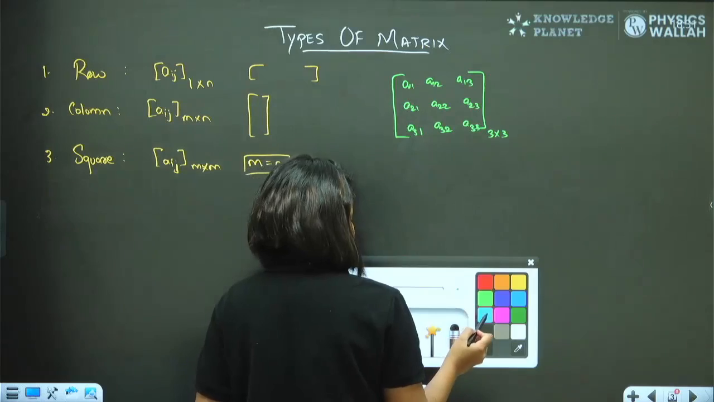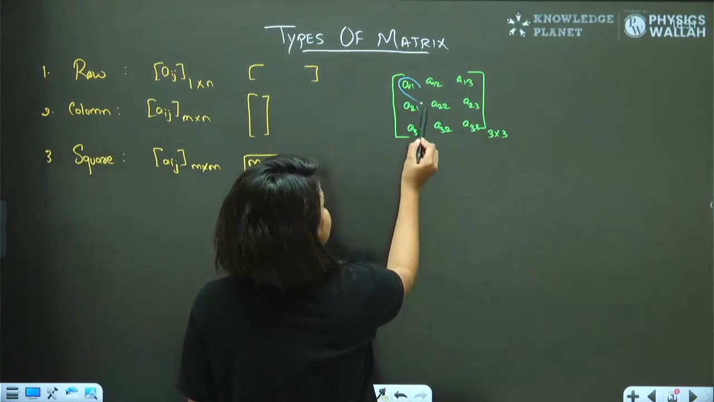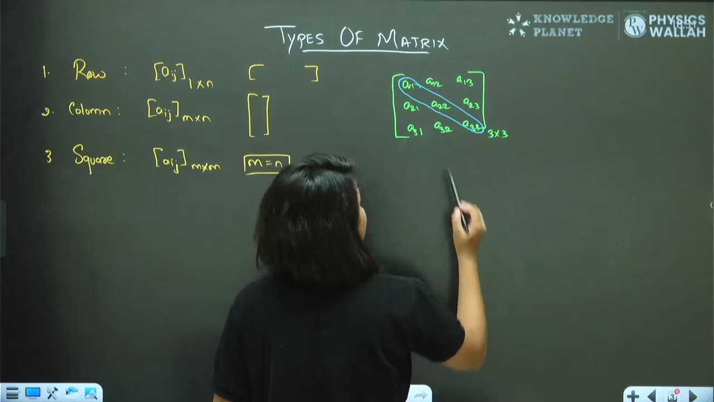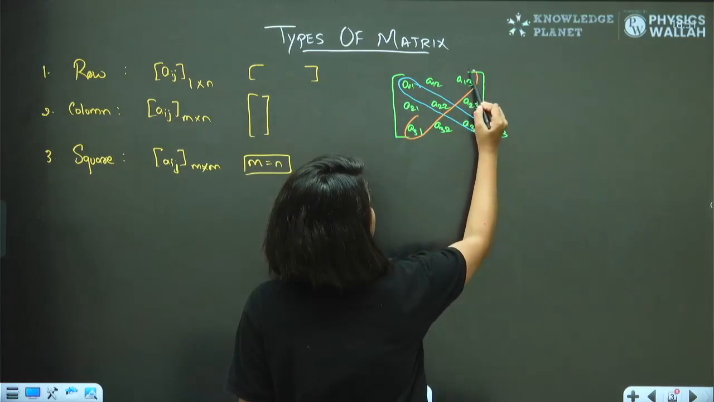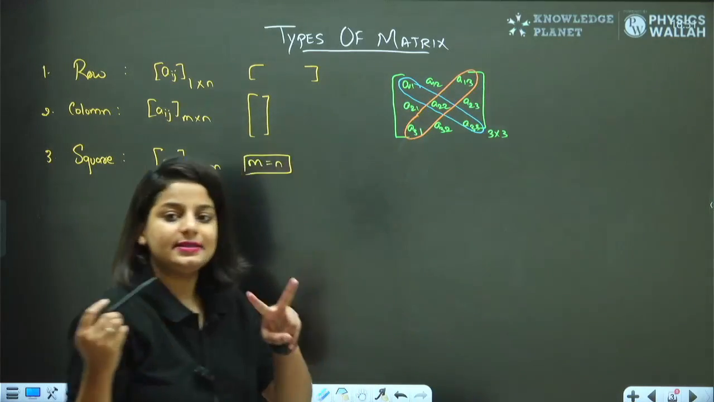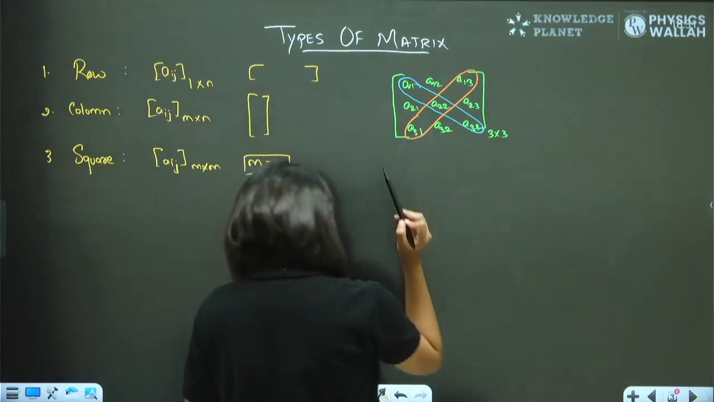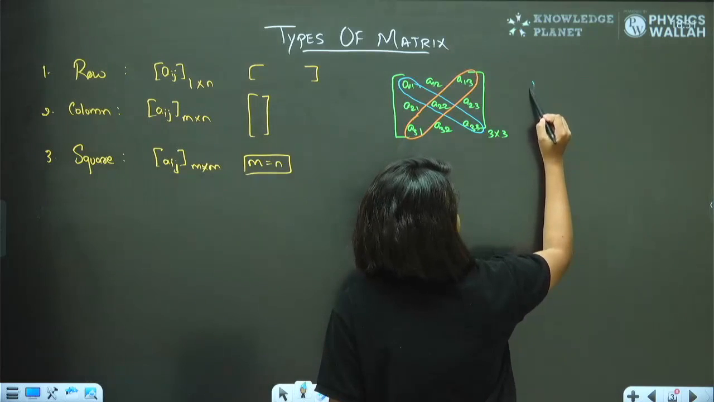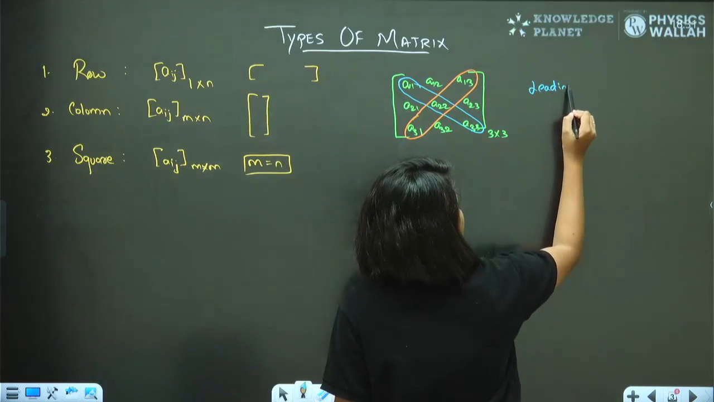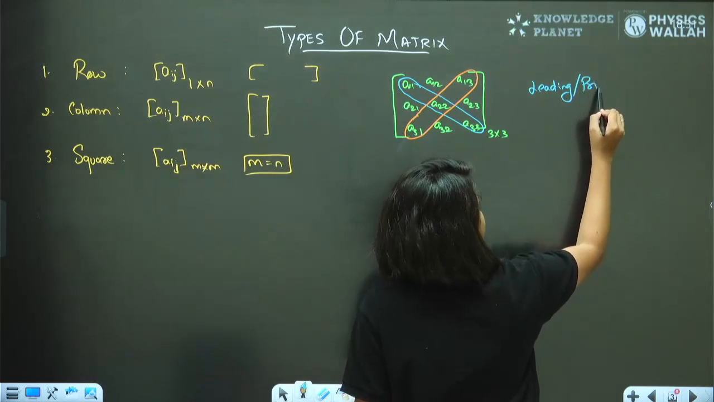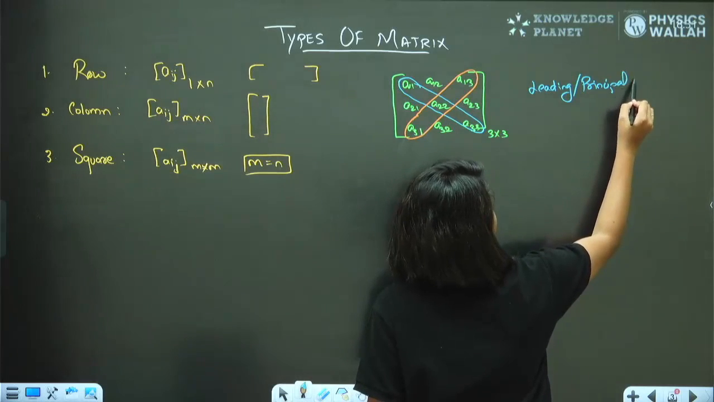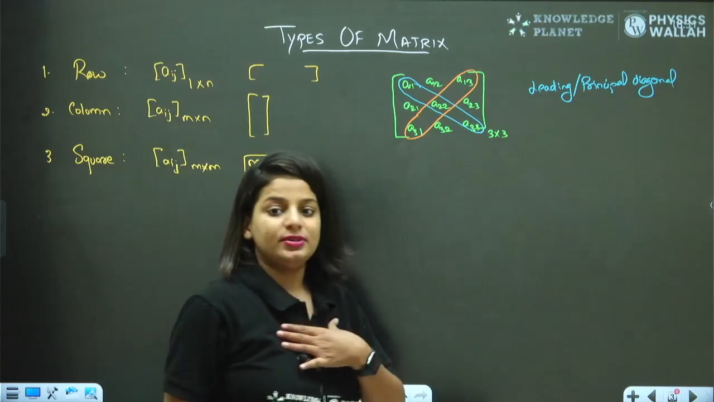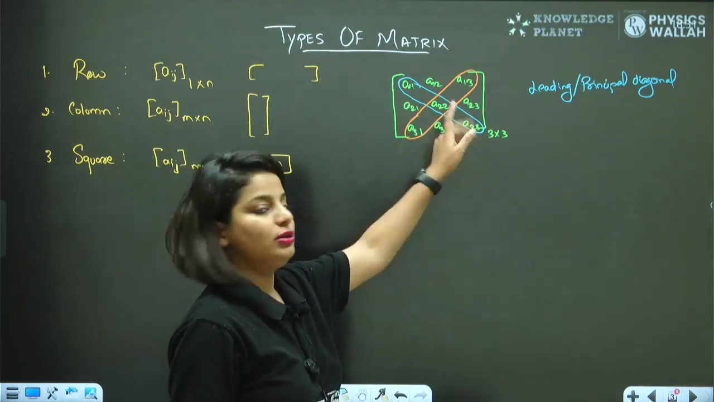In this, people, you can see two diagonals, the blue one and the orange one. The blue diagonal is called the leading or principal diagonal, and henceforth I will refer to it as only diagonal. When I use the word diagonal, I am talking about the leading diagonal.